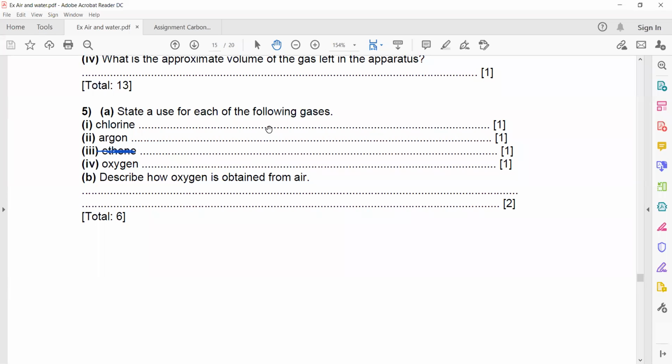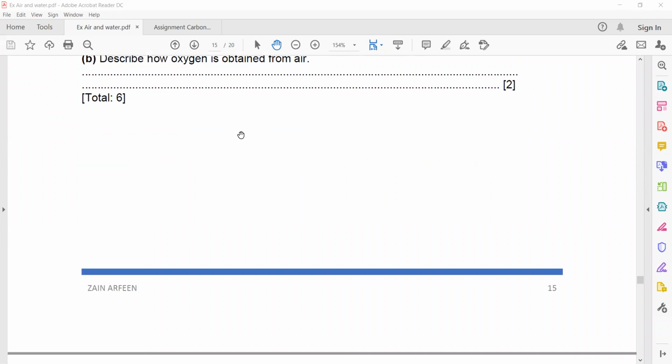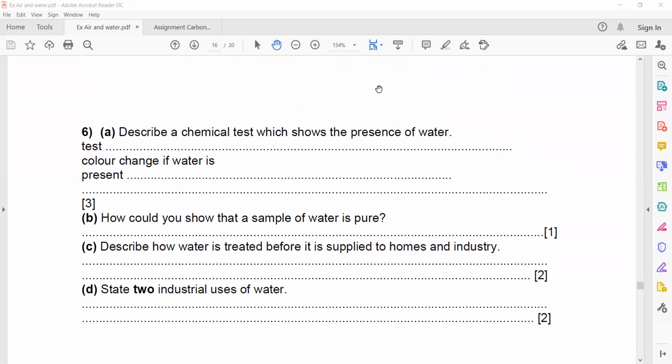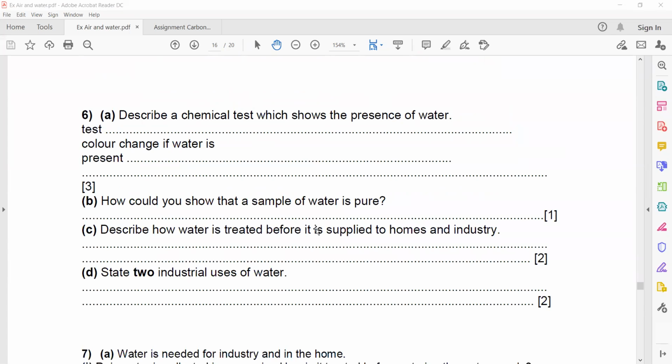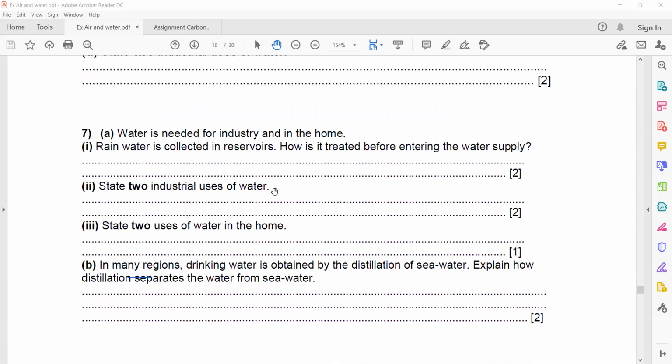Any doubt in question 5? Question 6, is there any doubt? In question 6, look, because they mention industrial use, like in industry where we should use. So you can mention, we can use as a solvent, we can use as a coolant. Any doubt in question 7?